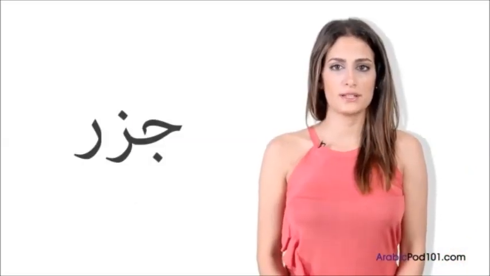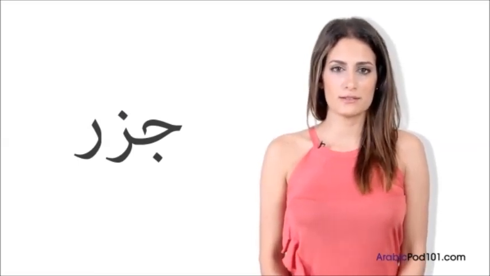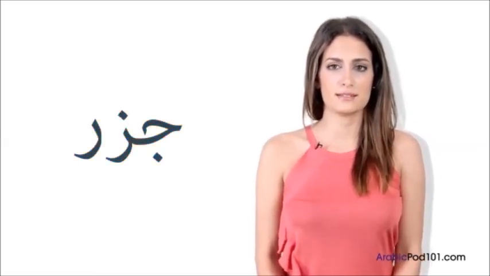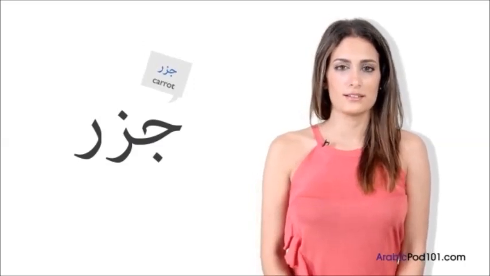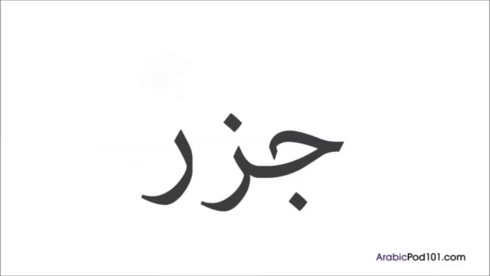First up is the word that uses two of our new letters. Try reading it out loud. It should be easy. It's pronounced jazar and means carrot. The jim is connected to the zayn, but the ra and the zayn aren't connected to each other because they are in medial and final positions. Now let's try writing it. Jazar.